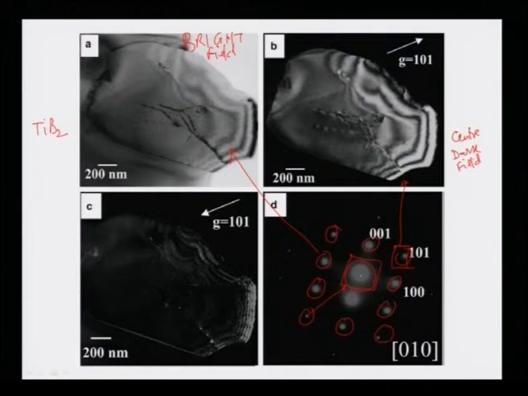If, instead of bringing this weaker reflection to the center, we bring this one, the strong reflection 101, to the center, we can form an image known as the weak beam dark field image. As you can see in the bright field image, there are a lot of dislocations inside the sample, and these dislocations can be very nicely seen, or easily captured, in a weak beam dark field image.